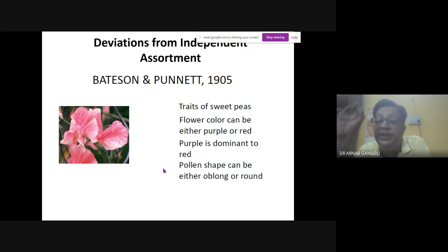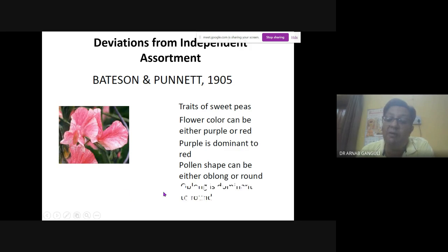It can be long or it can be round. Oblong is dominant to round. So long is dominant to round. So these are the traits which he chose.